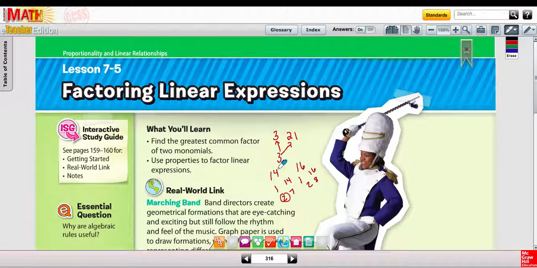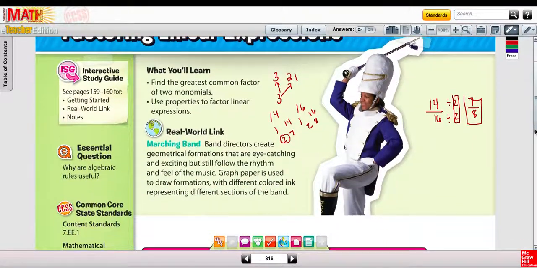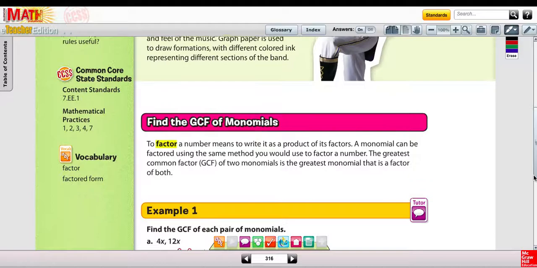And we use the greatest common factor to reduce fractions for one application. If I had 14 over 16, I could reduce that by dividing by 2, and I would get 7/8. Can 7/8 be reduced anymore? No. So the greatest common factor is 2. So what we're going to do is use that same process, only we're going to add some variables, which is really fun.